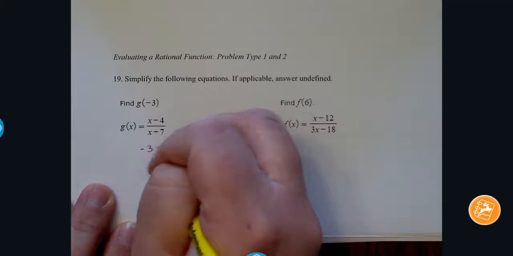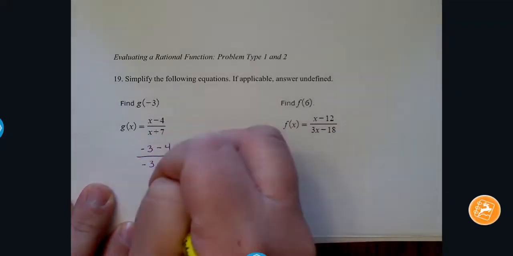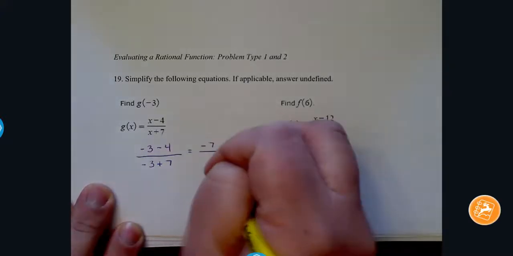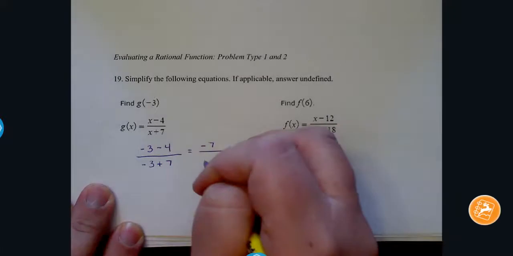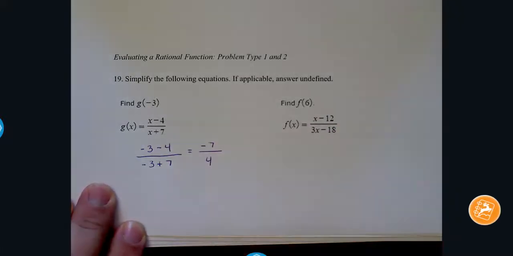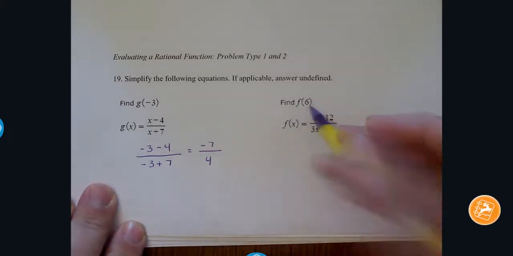So -3 minus 4 over -3 plus 7. -3 minus 4 is -7. -3 plus 7 is 4. So our answer would be -7/4. Okay. Same thing here. Find f of 6.